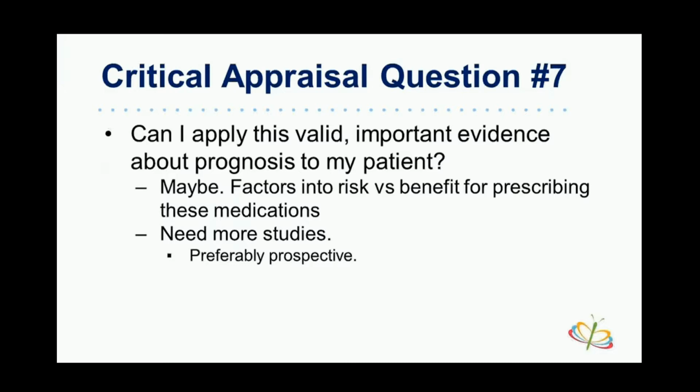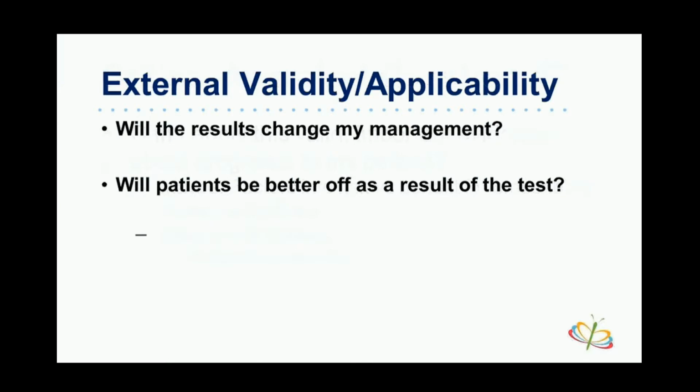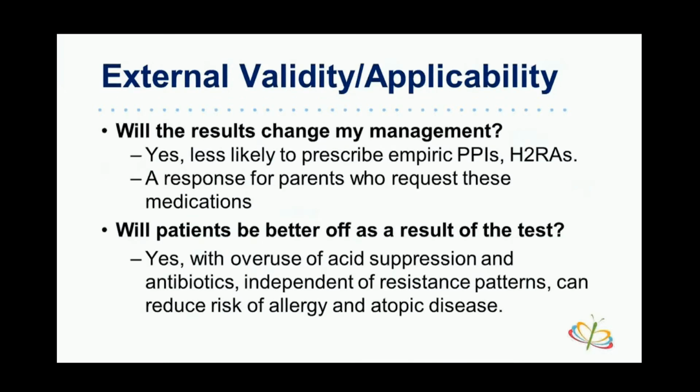So if you have very little positive impact in prescribing ranitidine, and you have the potential to double the risk of, say, peanut allergy, it gives you something to think about. It gives you something to talk to the family about. So will the results change my management, and will my patients be better off? I think so. As I was just hitting upon, it really does give caution to prescribing empiric antibiotics, empiric PPIs or H2 blockers, given that there's this risk.